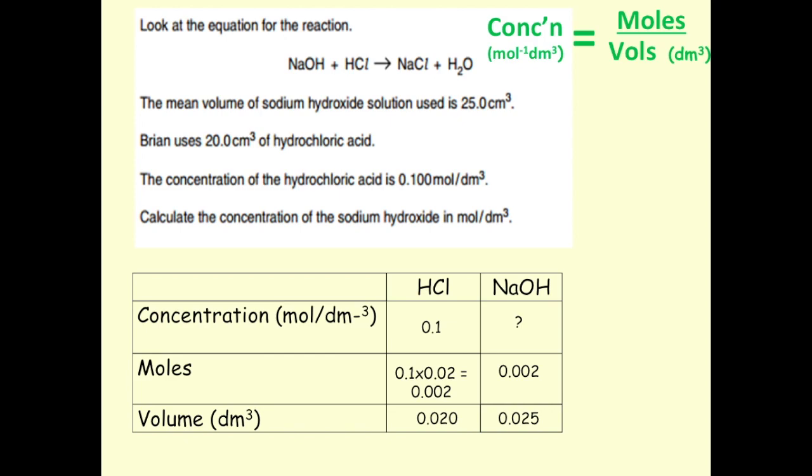So what do we need to do now to work out the concentration? Well, look, you can clearly see now that we do know the moles, we do know the volume, we have memorized the equation, so it's just the moles divided by the volume, which is going to be 0.002 divided by 0.025, which is going to give us 0.08 moles per dm cubed.